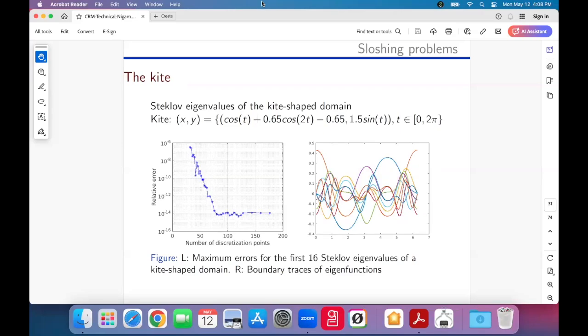It's not just the disk. If you had a kite-shaped domain, well, the kite you can parameterize on 0 to pi, or 0 to 2 pi. And if you take enough points, in this case, you have to take enough points to resolve the fact that you're going around a curve. Once again, by the time you have about 60 points on the boundary, you have all 14 digits in your eigenvalues for 16 eigenvalues. Okay? This is incredible accuracy.